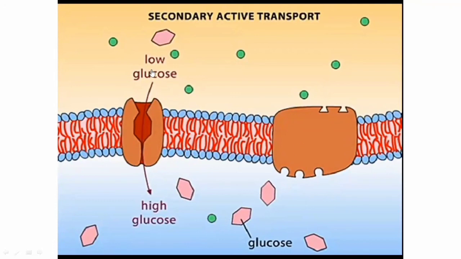So this is how the glucose is transported inside the cell, and from the cell it is taken up into the bloodstream through glucose transporter 2, and from the bloodstream it is carried to the liver. So this is how the absorption of carbohydrates takes place.